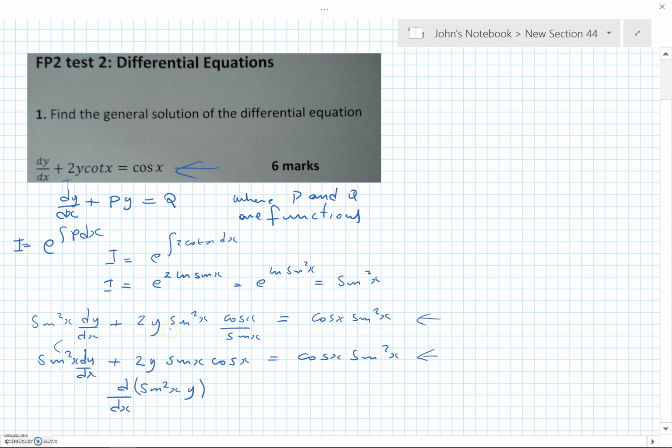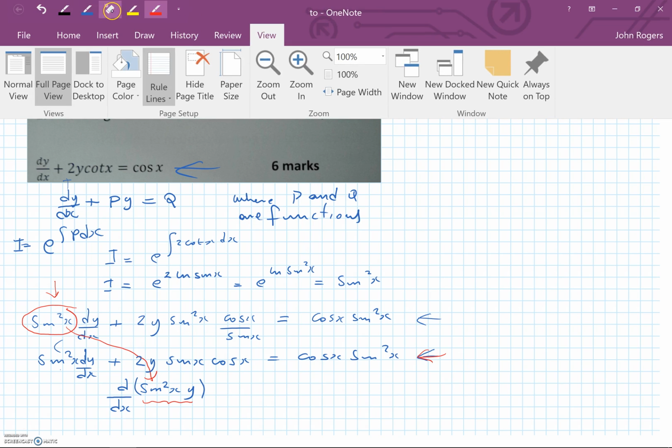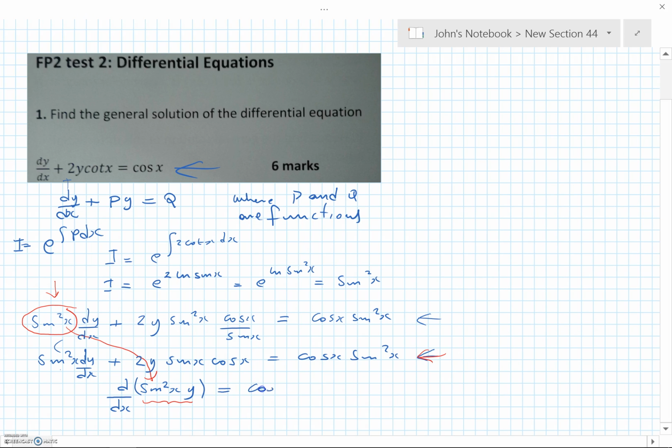But in fact, if you've used the integrating factor correctly, the integrating factor bit together with the y will be what's in the exact form. So we could have assumed that without simplifying. But I've put this line in just to verify that it is in exact form, and we can integrate now. So that means it's equal to cos x sin squared x. Okay, now we can integrate both sides.